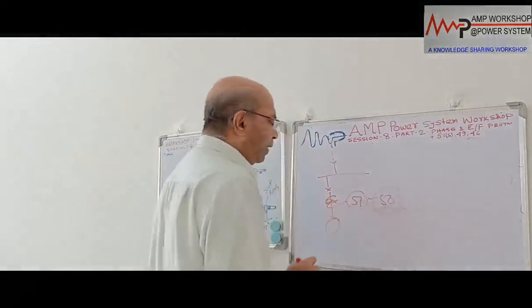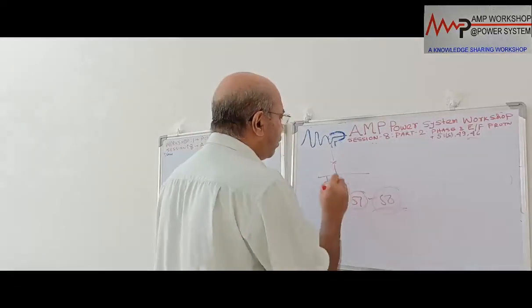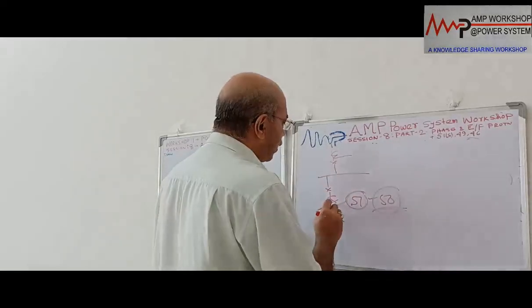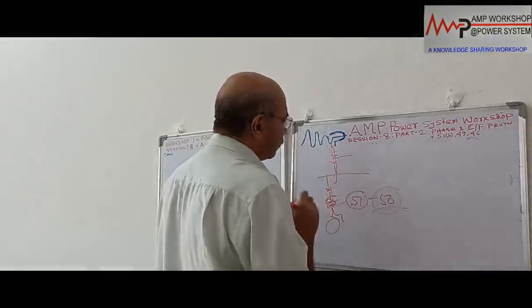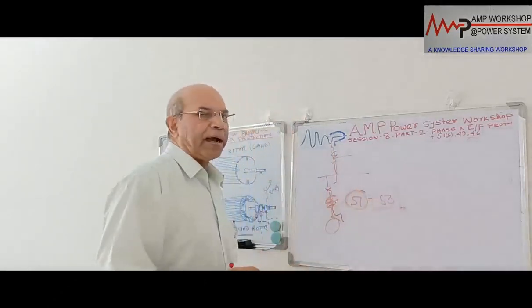If 50 fails to operate, then 51 will operate, but 51 will be delayed because it is coordinated with the upstream. If there is a fault over here, if it is a phase fault, the fault current will be seen by this also. So if 50 fails, then only 51 operates. So 51 acts as a backup of the 50.